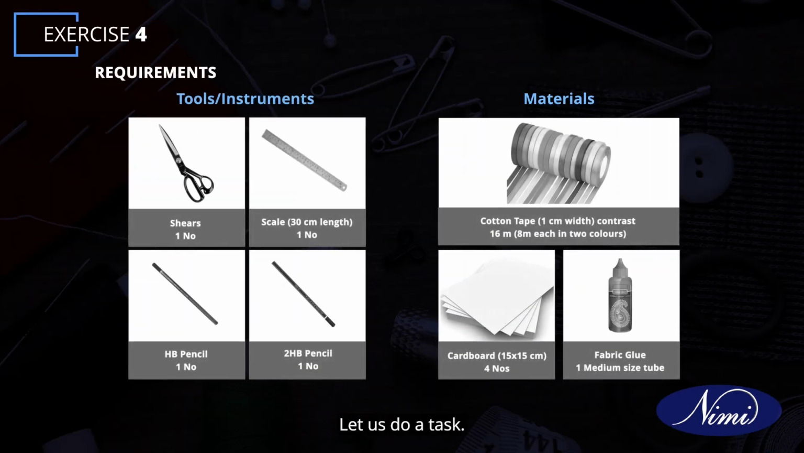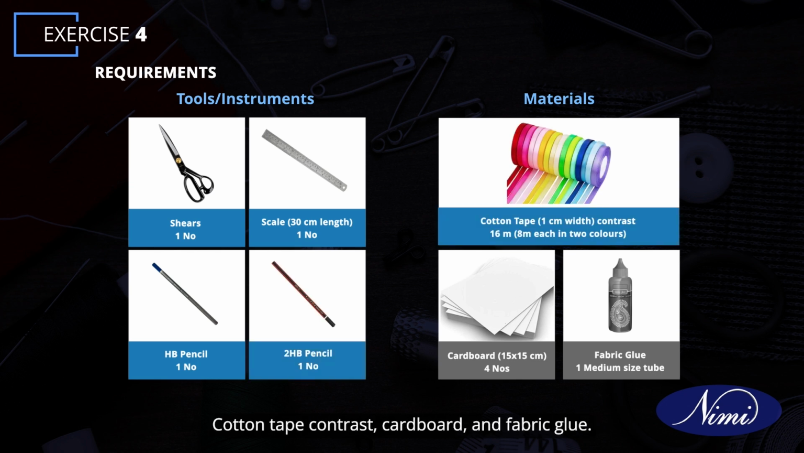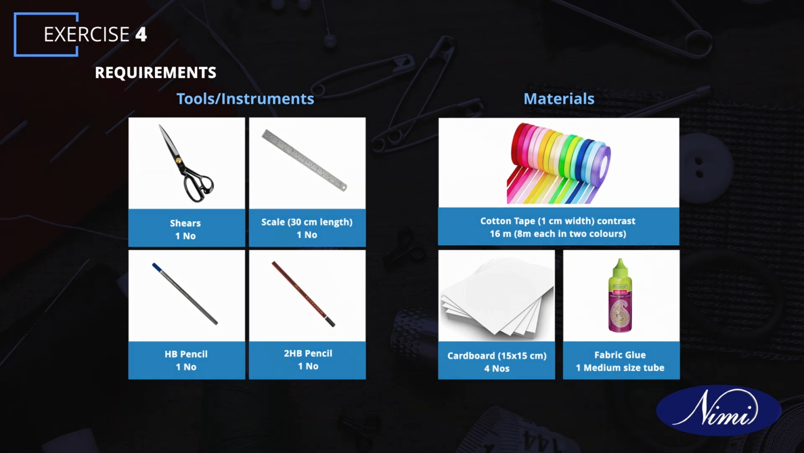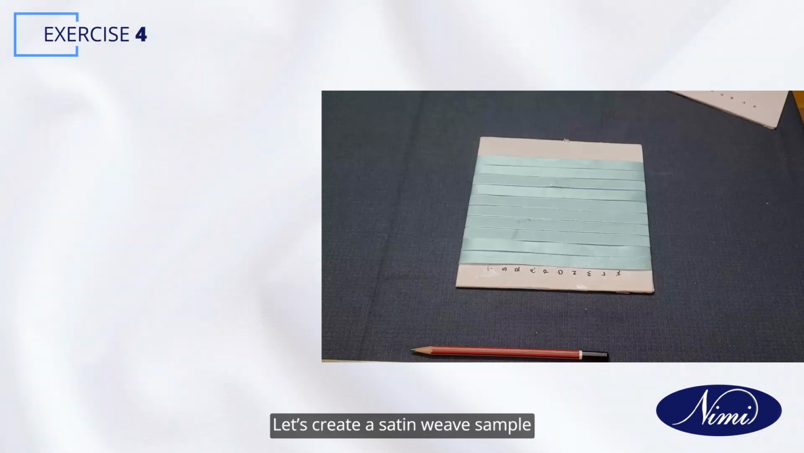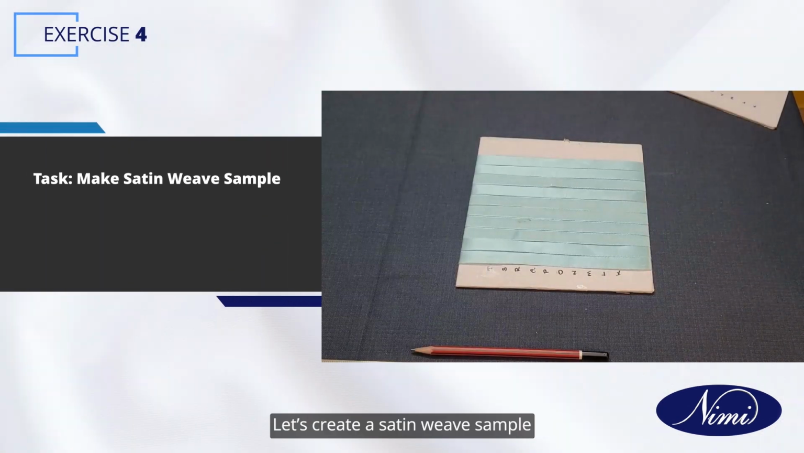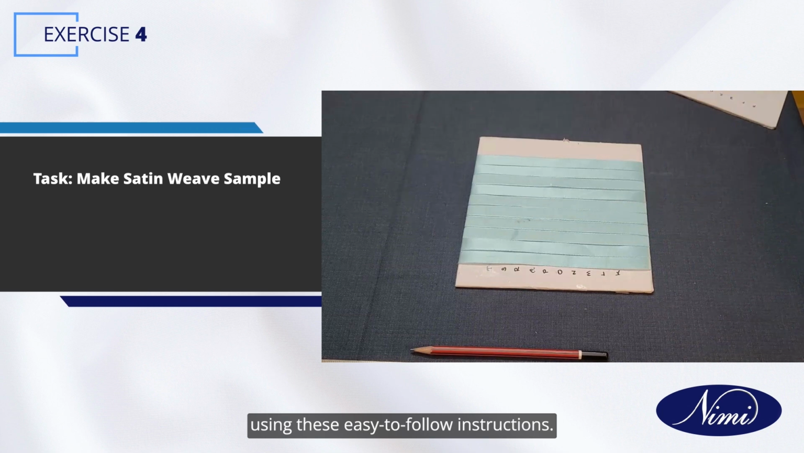Let us do a task. Here are some of the tools and materials required to perform this task. They are shears, scale, HB pencil, 2 HB pencil, cotton tape contrast, cardboard and fabric glue. Let's create a satin weave sample using these easy to follow instructions.